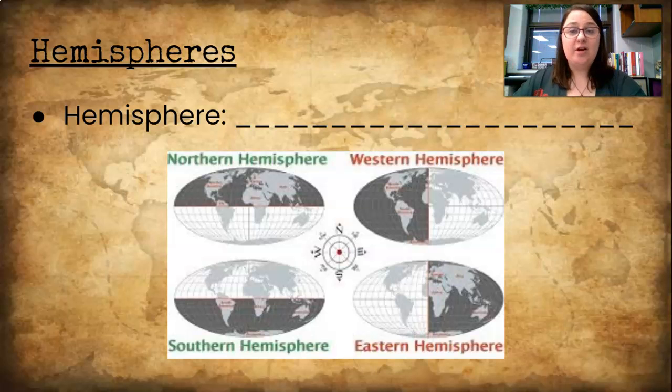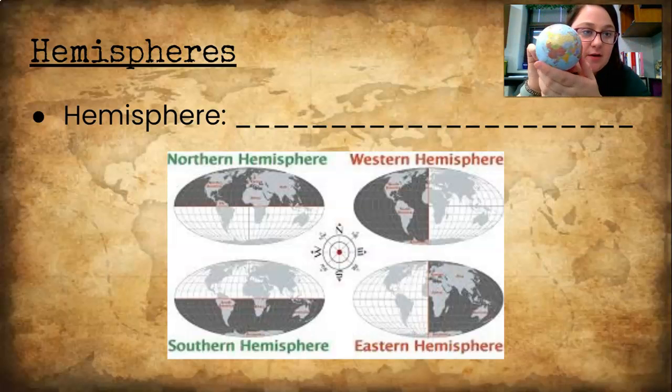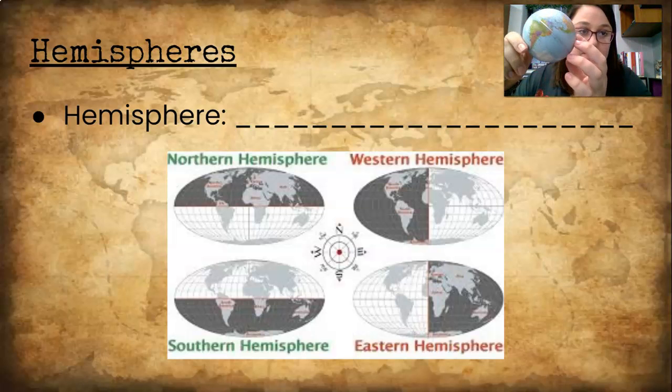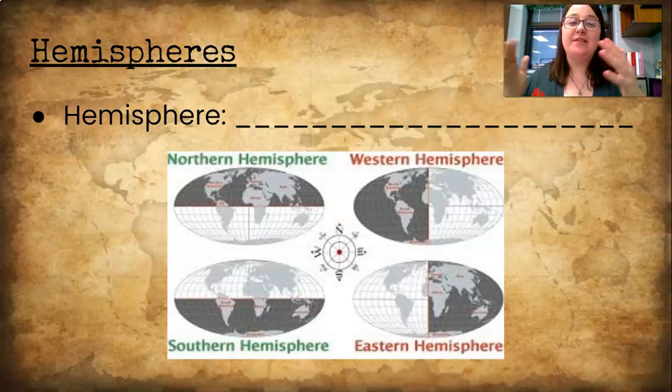Okay, a hemisphere, if you break down the word hemisphere, if you break it right here between the I and the S, you should know what this word sphere means. You know what a sphere is. It's a ball, right? A sphere is just a ball, which is what this is. It's a sphere. Hemi means half. So if you break down hemisphere, it literally means half a sphere.